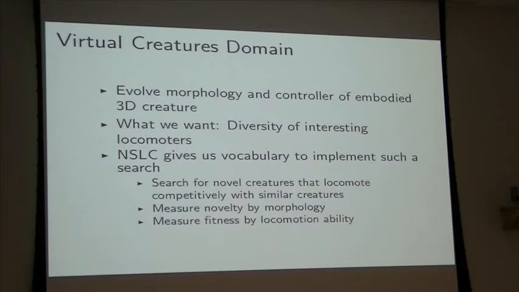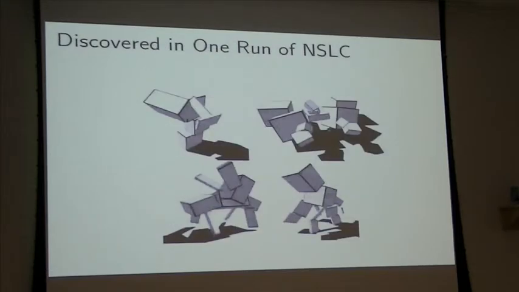And what's interesting is that novelty search with local competition gives us a vocabulary to implement such a search. We can search for novelty in the creature's morphology and reward them for locomoting competitively with creatures that live in their niche. So we measure novelty by morphology and fitness by their ability to locomote. And the results are pretty nice in that we can discover lots of different morphologies, and effective strategies for locomotion for these morphologies in one run. This is maybe more in line with what evolution does than just one creature per run. Now I can show a couple of videos here.